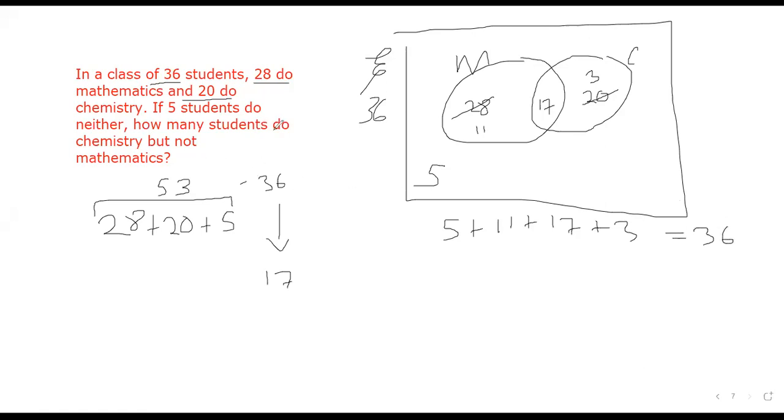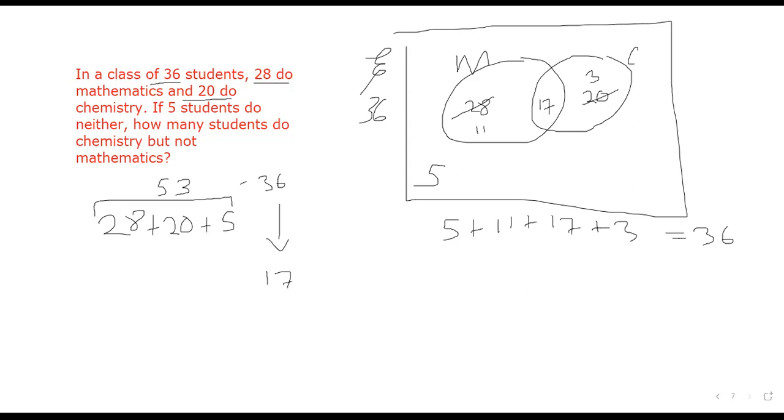Now, yes, 36. Now what's the question here? How many students do chemistry but not mathematics? How many are they? That's 3. There are 3.